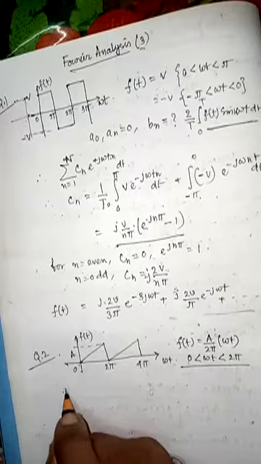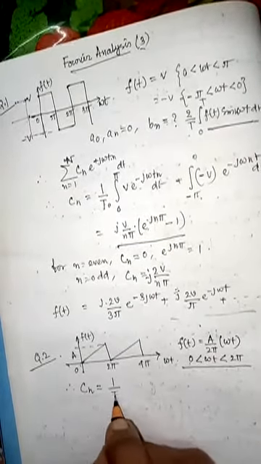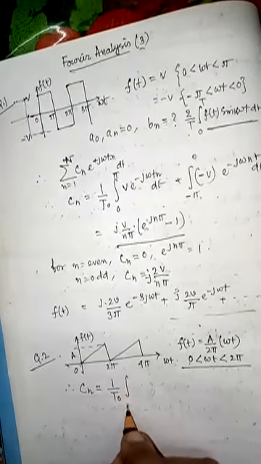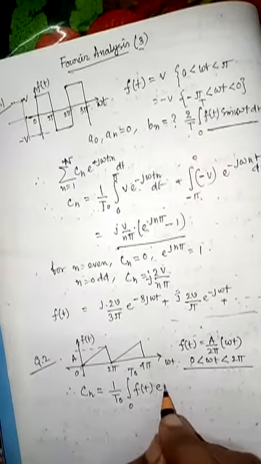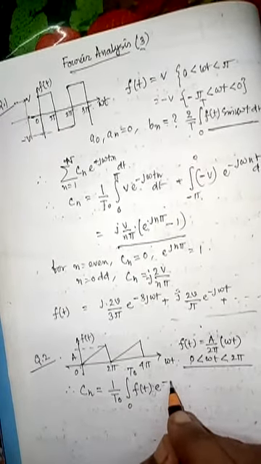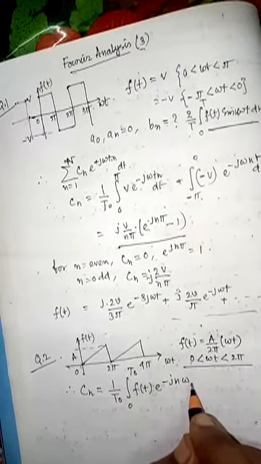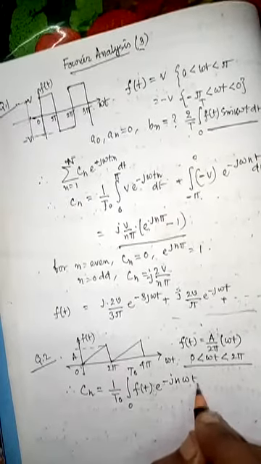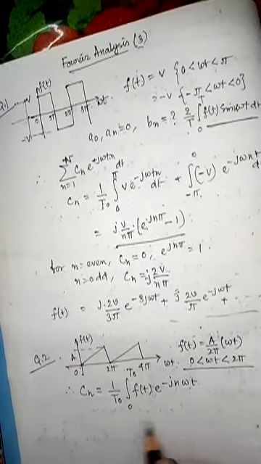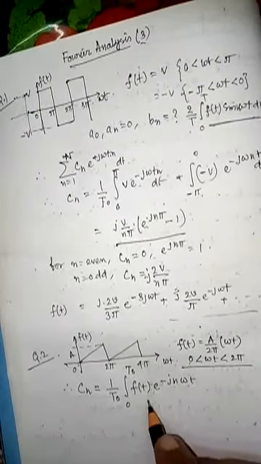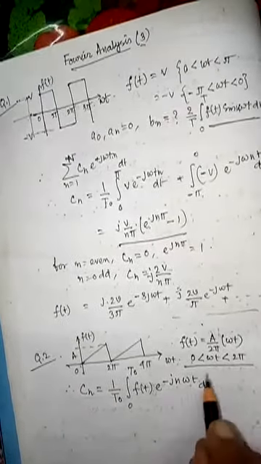Now how to get that same complex frequency Cn? So how to get that? 1 by T0, here it is 0 to T0, f of t e to the power minus j n omega t. So you can change that. In this particular problem, that f of t is given here and e to the power j n omega t into dt. So just replace it right here.